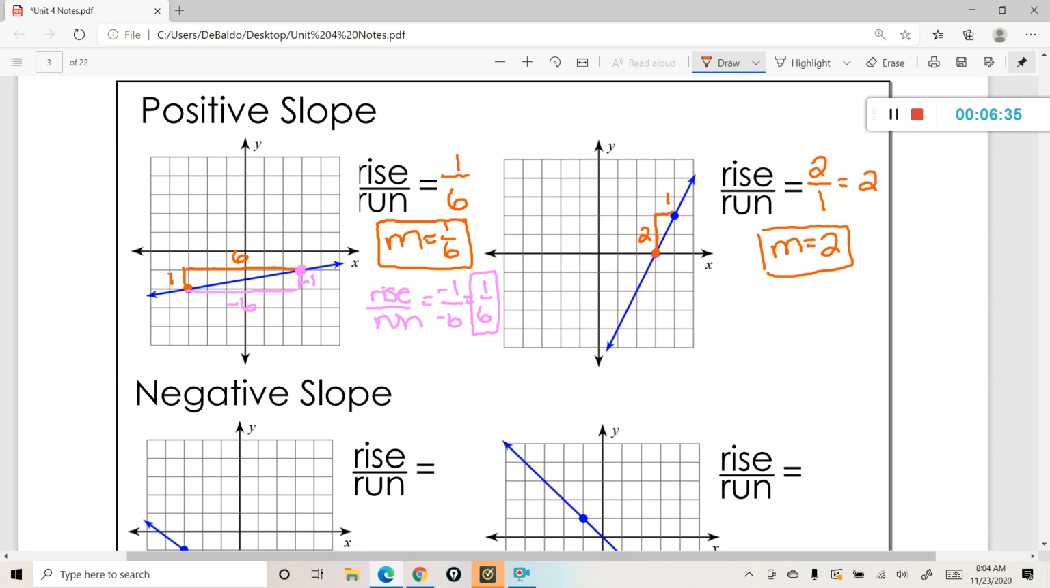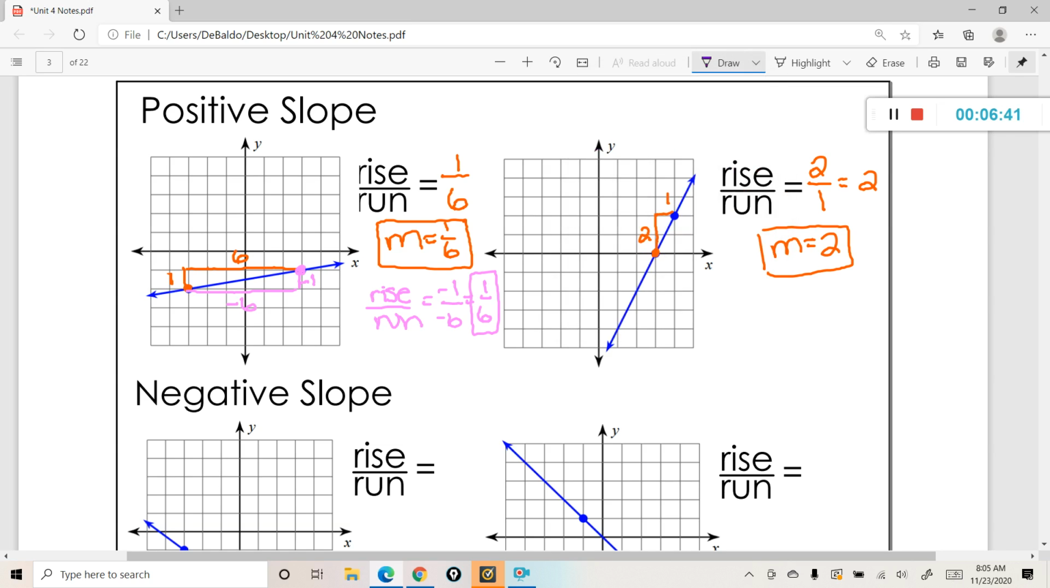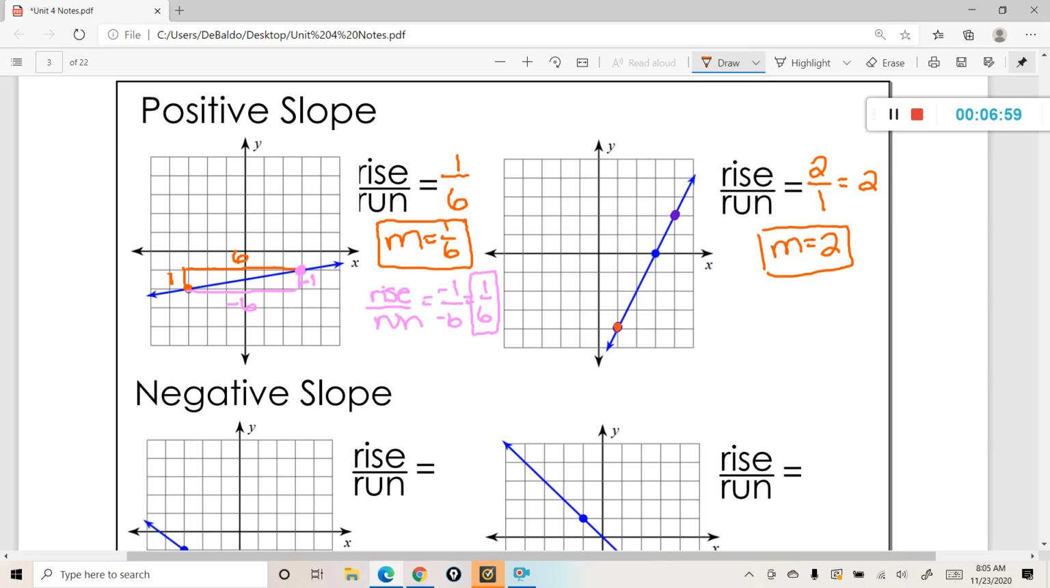Now, I do want to show you something kind of neat here. Let's say that I'm going to choose 2 different points. Let's choose this point way down here, okay? And then let me erase this, and we'll choose this point way up here. And let's find the rise and the run between these 2 points. I'm actually going to change my color so you can see it a little better. Right here and right here. So I'm going to rise 1, 2, 3, 4, 5, 6. And I'm going to run 1, 2, 3. And so if I simplify that, my rise over my run would be 6 over 3, which would again simplify to 2.